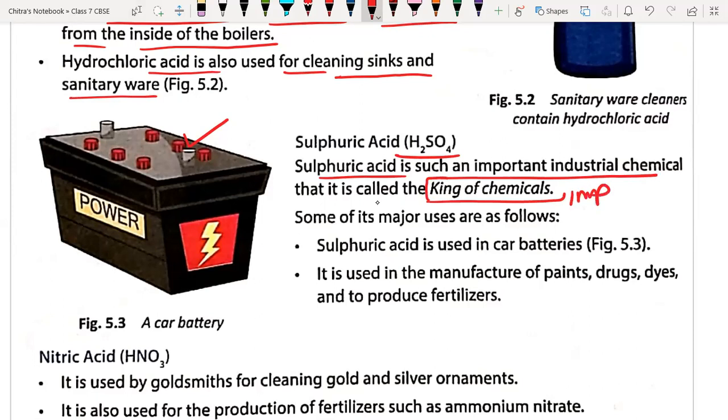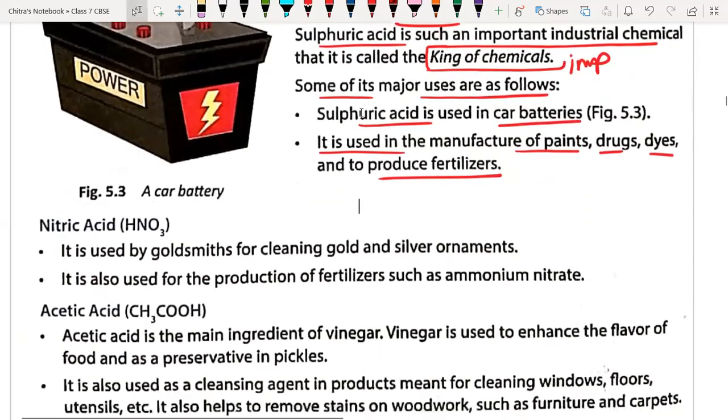Some of the major uses of sulfuric acid are: it is used in car batteries, even the inverter battery that we use in our homes. We are using lead-acid batteries which contain sulfuric acid. It is used in the manufacturing of paints, drugs, dyes, and fertilizers. So these are the major uses of sulfuric acid.